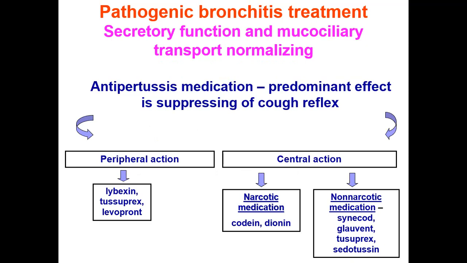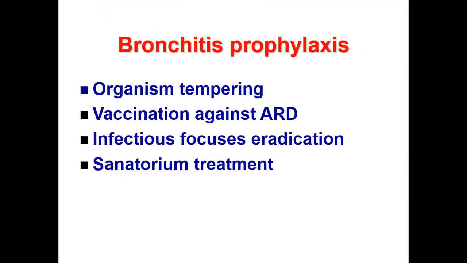So we have antitussive medications of peripheral action: Libexin, Tusuprex, Levopront, and central action, narcotic medications: codeine, dionine, and non-narcotic medications: Sinecod, Glaucine, Tusuprex, Sedotussin. Bronchitis prophylaxis: organism tempering, vaccination against acute respiratory disease, infectious focus eradication, and sanatorium treatment.